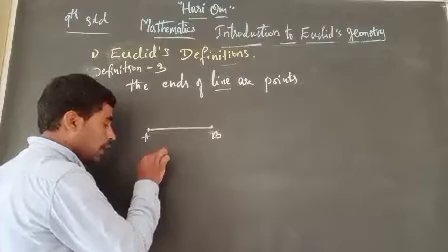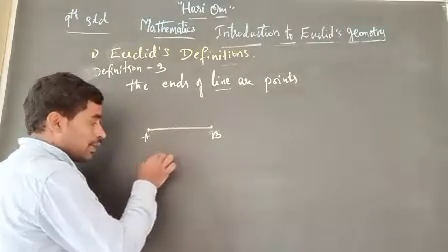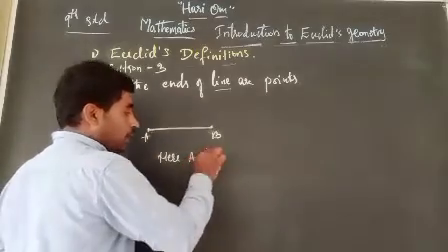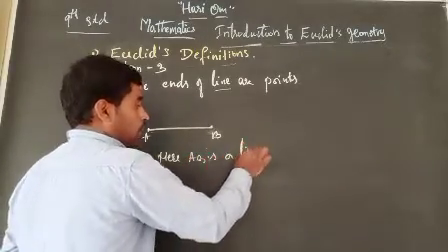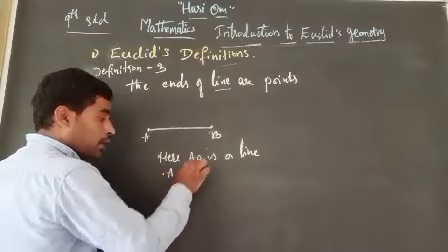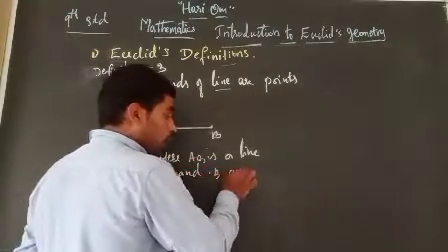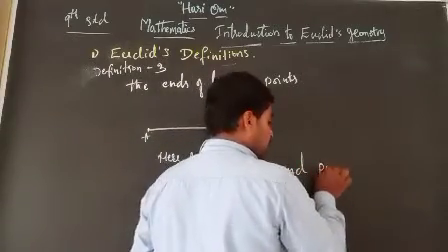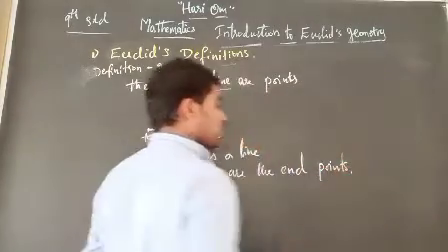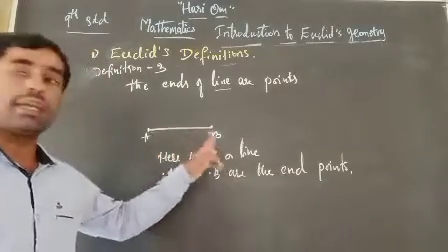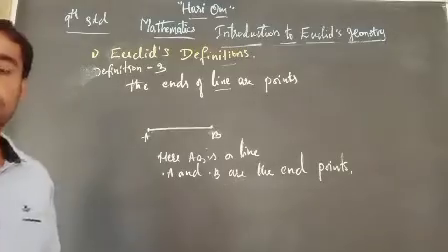Here AB is a line. Therefore, point A and point B are the end points. Is it clear, students? A and B are the 2 end points of the given line AB. Is it clear? Take down.